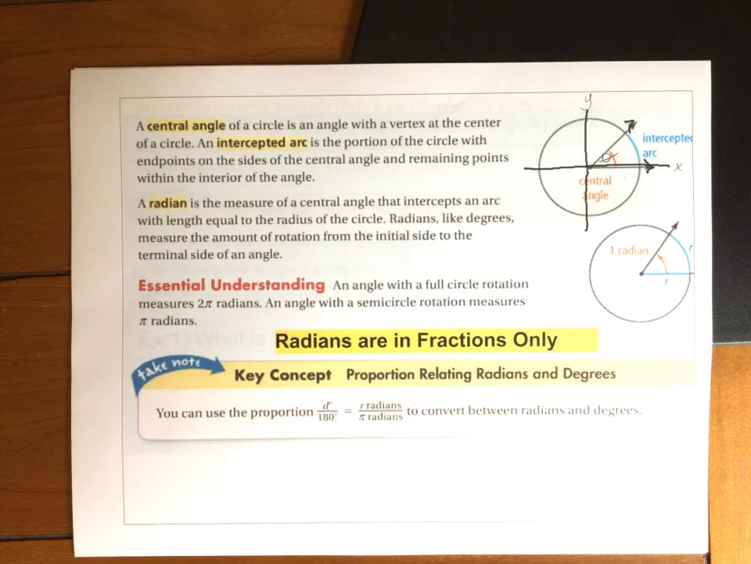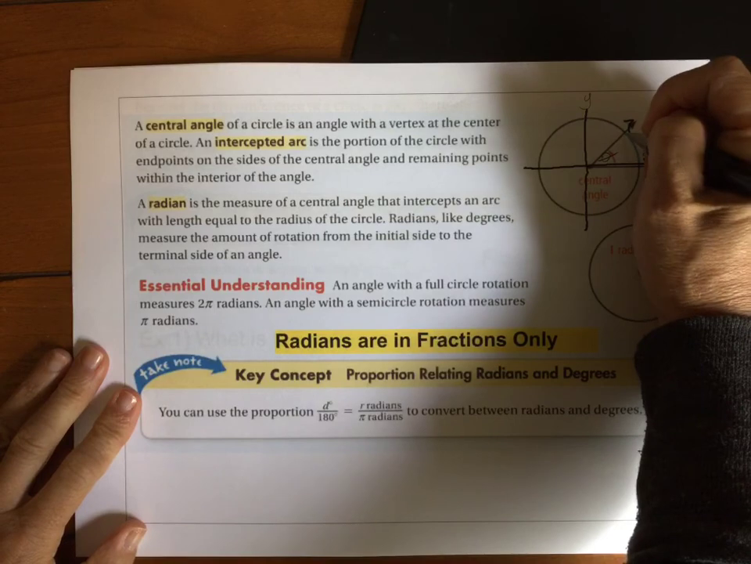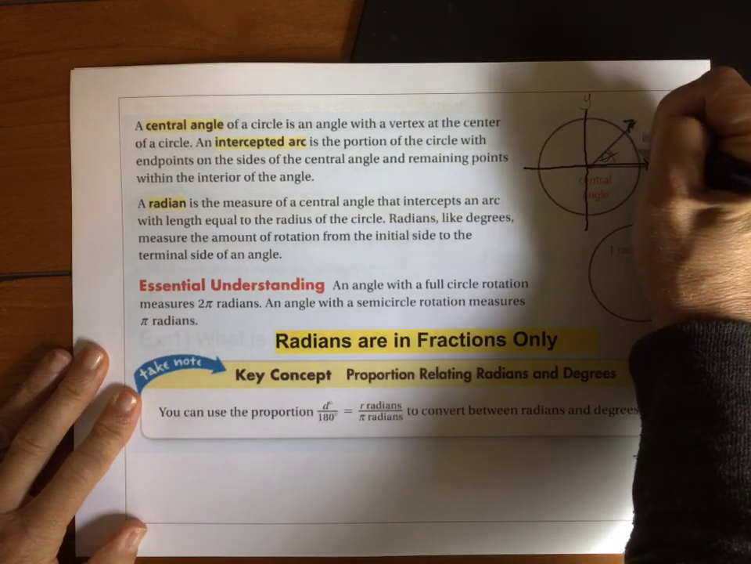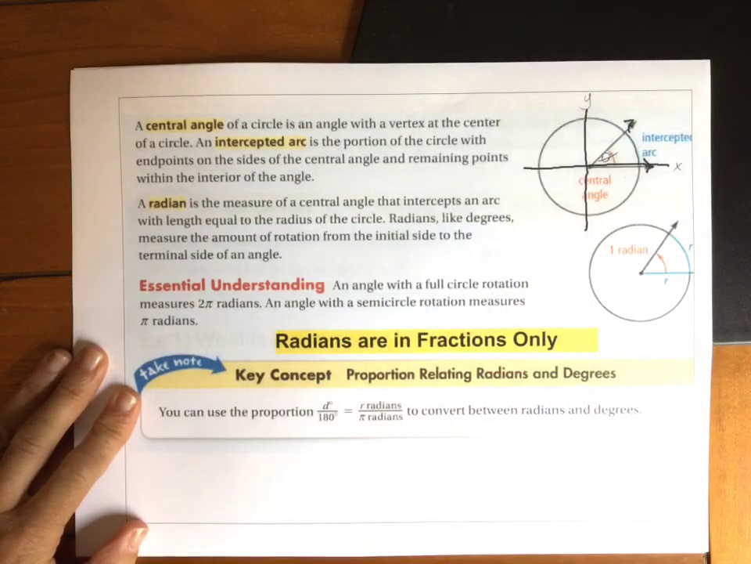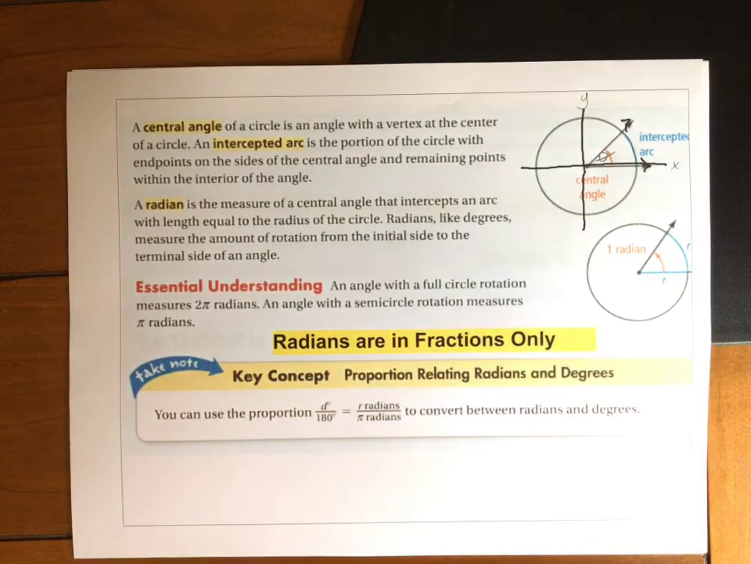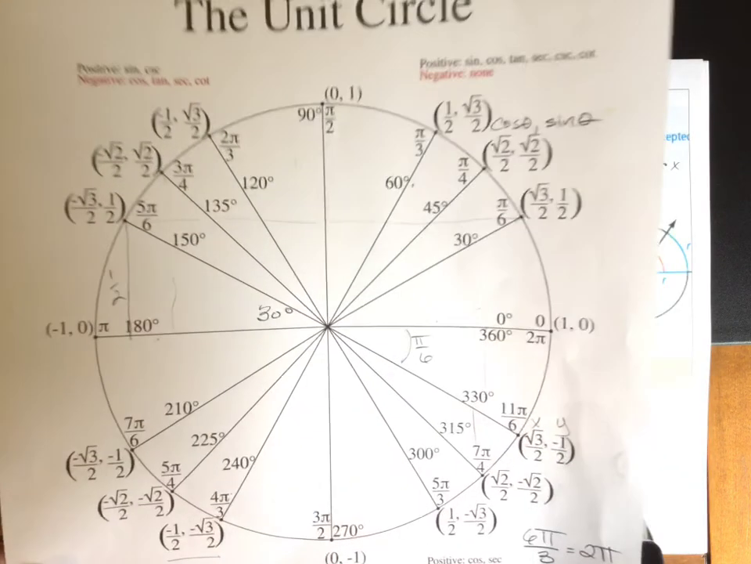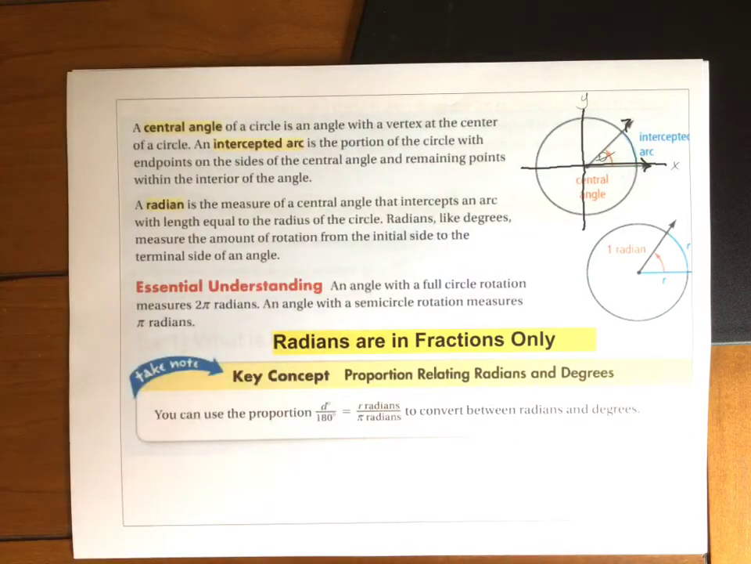The intercepted arc is the distance around the circle between the initial side and the terminal side. And these are both really important because it gets us into a discussion of radians, which I kind of mentioned next week. So you're going to want to make sure you have your blank unit circle. Mine is filled out, but the one that I had for you from last week, I will attach it to this task as well, in case you didn't have it filled out from before.